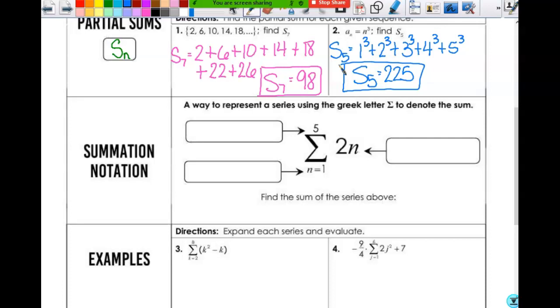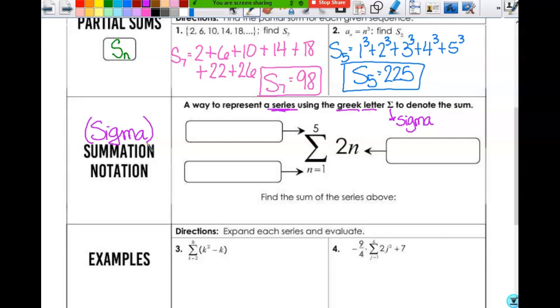Okay, so to understand how to find the sum, I know you know how to find the sum of stuff, so as long as you know what the notation means, then you're going to be good. So let's look at some other notation. A way to represent a series using this Greek letter. Anybody know what this Greek letter is? Sigma. Okay, it's sigma. So this is also called sigma notation. Summation notation or sigma notation works. Okay, so that's the Greek letter, the capital sigma.